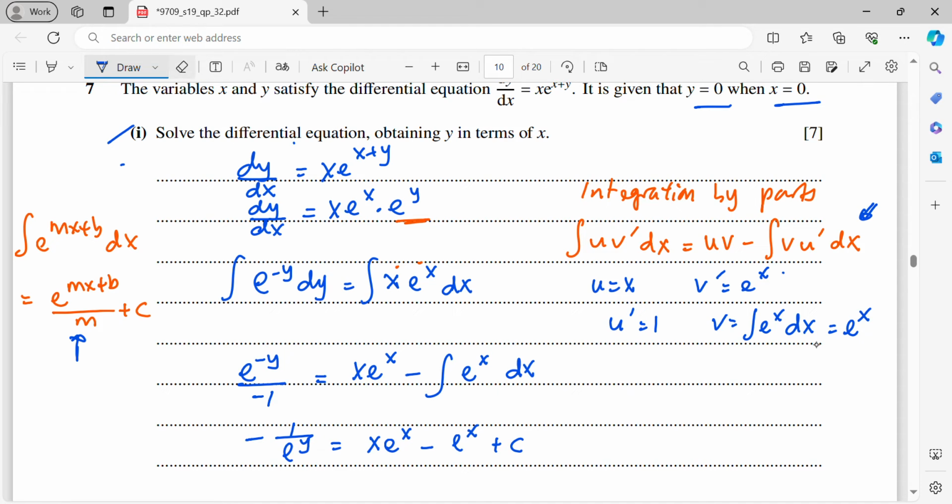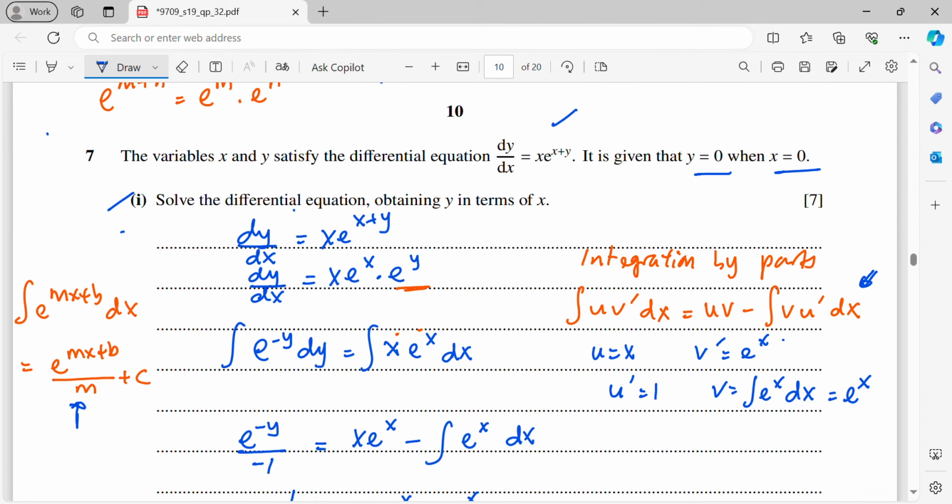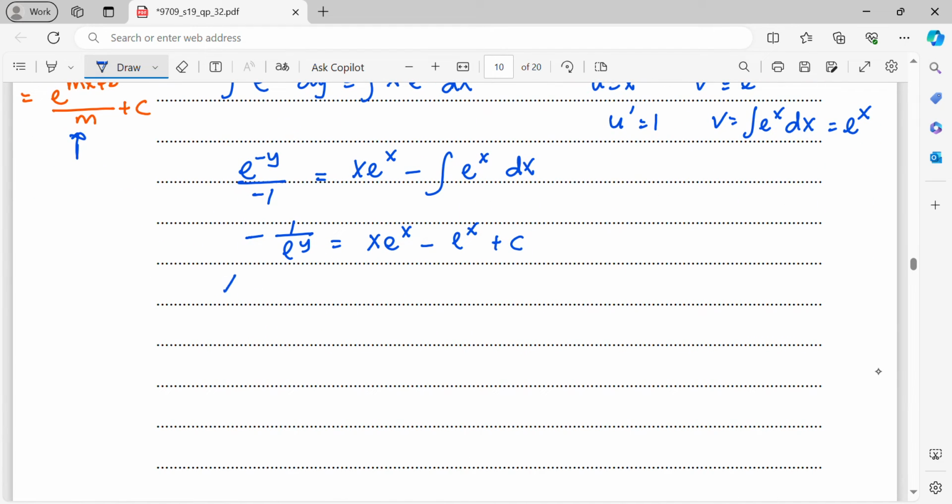Okay, now to get the c, you need to replace the x and y values. So look at here, x is 0, y is 0. So which means when x is 0, y is 0, therefore negative 1 over e^0 is 0 minus e^0 plus c. Right, the first term on the right side is 0 because of the x. So therefore, e^0 is 1. You get negative 1 equals negative 1 plus c. So from here, obviously, our c is 0.